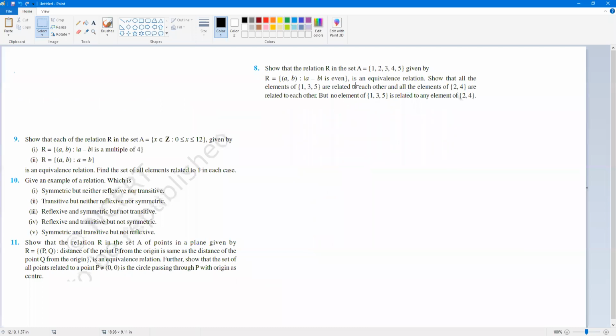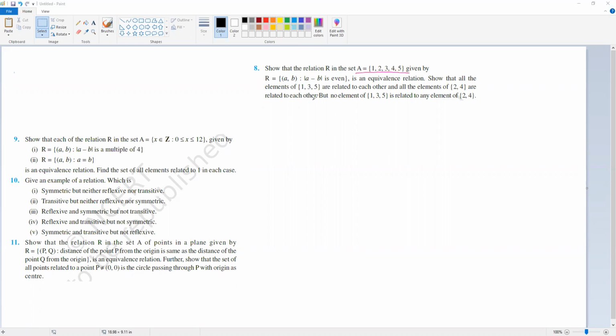Now another one. Your set is given as set 1, 2, 3, 4, 5. A finite set is given, whatever it is. The relation is all ordered pairs in such a way that a minus b is even. Okay. So not only this, any set can come here and it will still work.